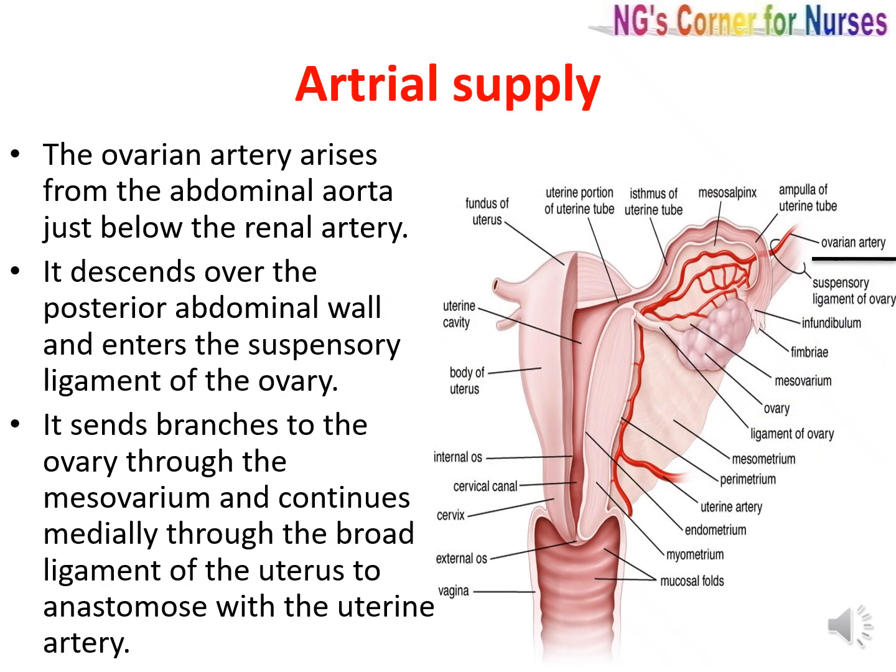Next, coming to the arterial supply of ovary. The ovarian artery arises from the abdominal aorta just below the renal artery, and it descends over the posterior abdominal wall and enters the suspensory ligament of the ovary. It sends branches to the ovary through the mesovarium and continues medially through the broad ligament of the uterus to anastomose with the uterine artery.